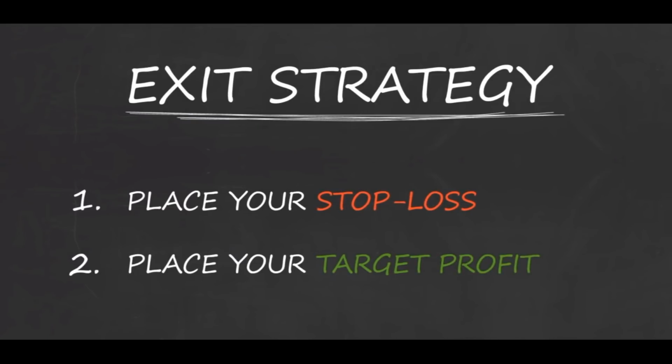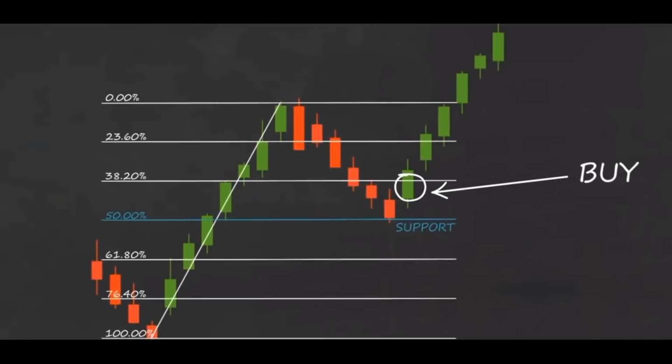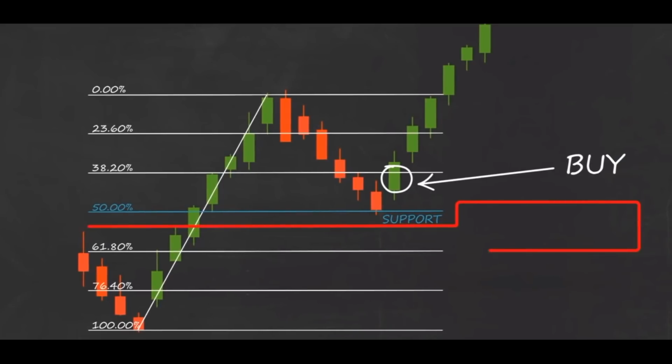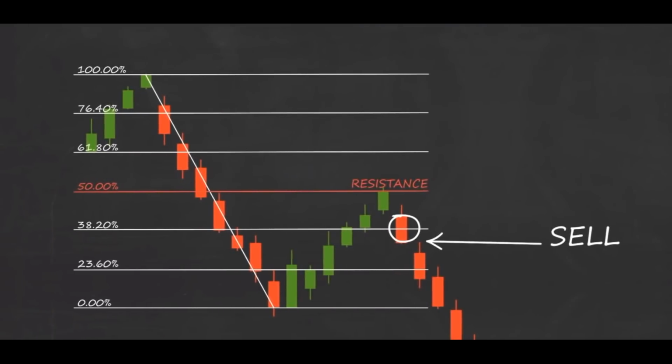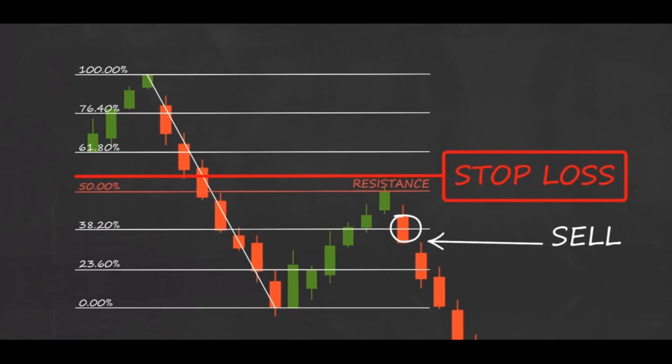Let's look at the same graph that we had for our upward trend. Here we suggest you place your stop loss just below the retracement level. In a downward trend, we suggest you place your stop loss just above the retracement level.